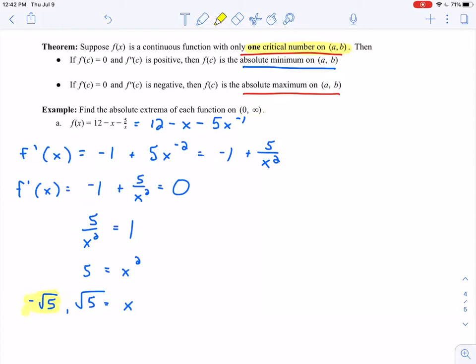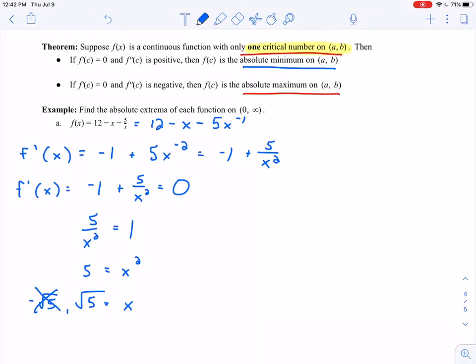Negative square root of 5, now I don't know exactly what that number is, but I know it's a negative number. That's certainly not between negative infinity to positive infinity. So if we're only looking at this interval, we basically get to ignore that possibility. Negative square root of 5, that's not a problem for us. So square root of 5 appears to be our only critical number, which is good.